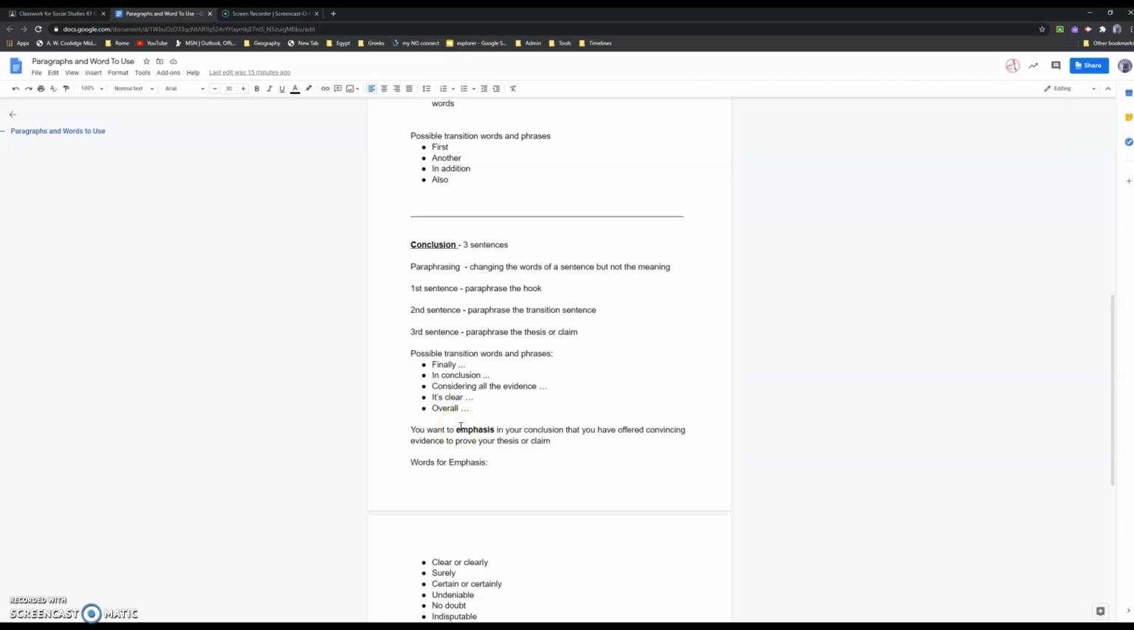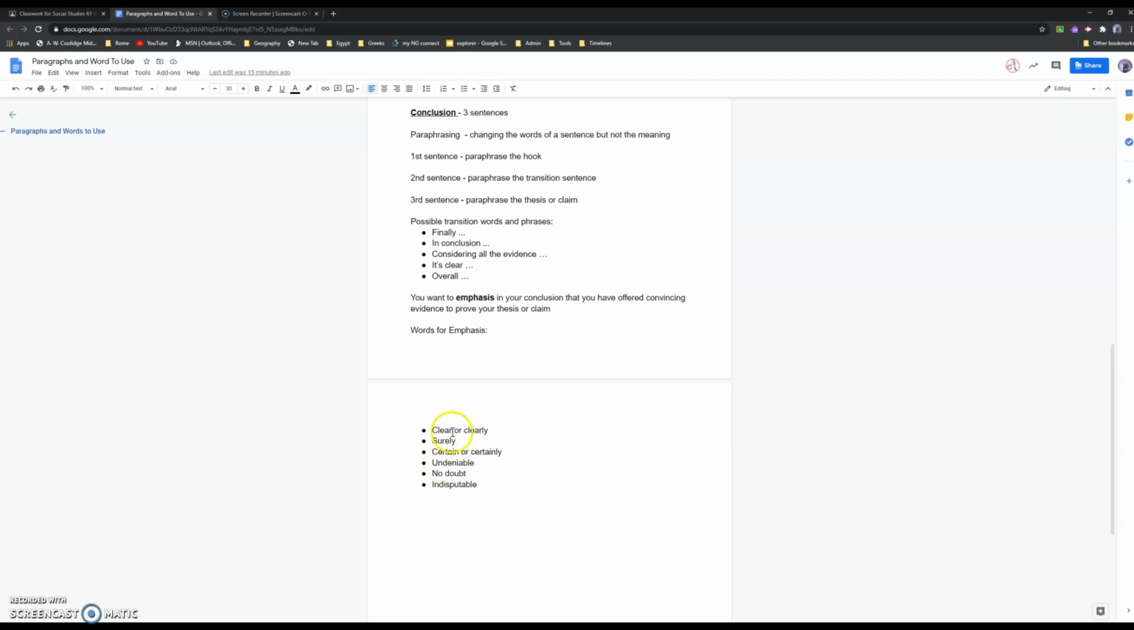Remember, you must emphasize the conclusion with strong language. And here are some suggestions down here about how you can end with strong wording that your evidence proves your case, so to speak. So that's it. When you're done with this, you can start your first draft on the document that I told you to use in the attachment.